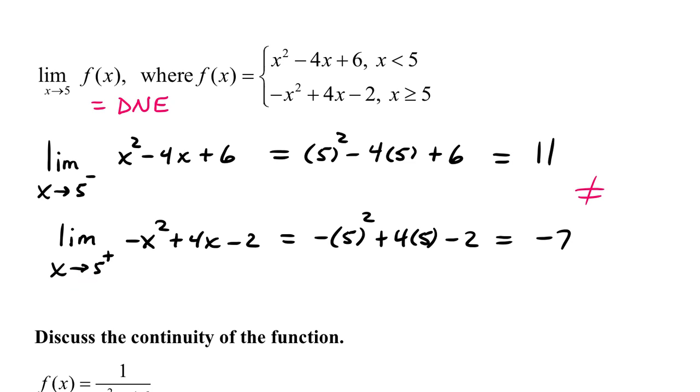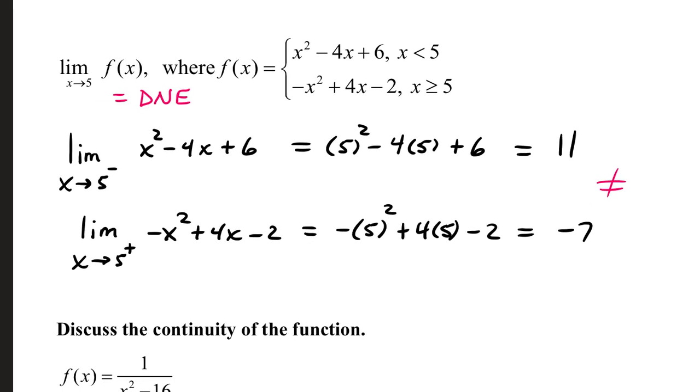Approaching x from the right, we use the bottom piece because those are values of x that are greater than 5 or to the right of 5 on a number line. Replace all your x's with 5. Be careful not to include the negative in your calculation here. That's negative 25 plus 20 minus 2, which is negative 7. Since our limit is not the same approaching from the left or the right, this limit does not exist. We do not have a head-on collision because the function values are different.